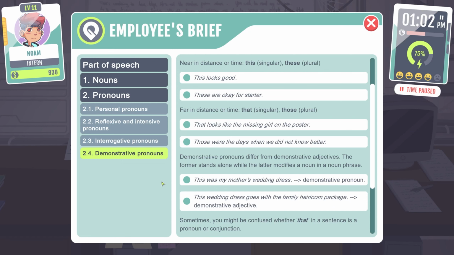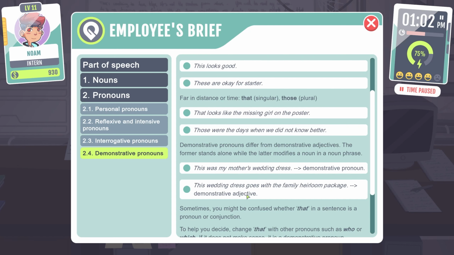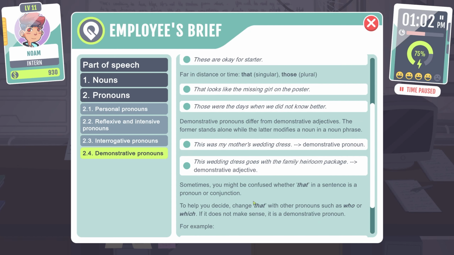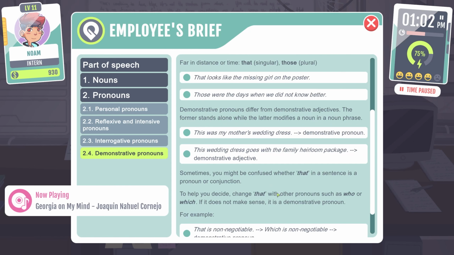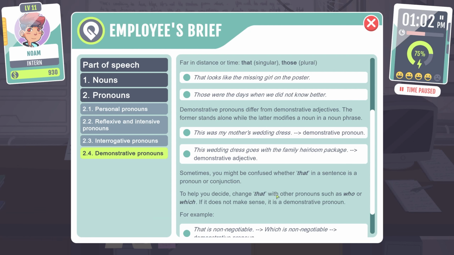Demonstrative pronouns differ from demonstrative adjectives. The former stands alone while the latter modifies a noun in a noun phrase. This was my mother's wedding dress. Demonstrative pronoun. This wedding dress goes with the family heirloom package. Demonstrative adjective. I see.